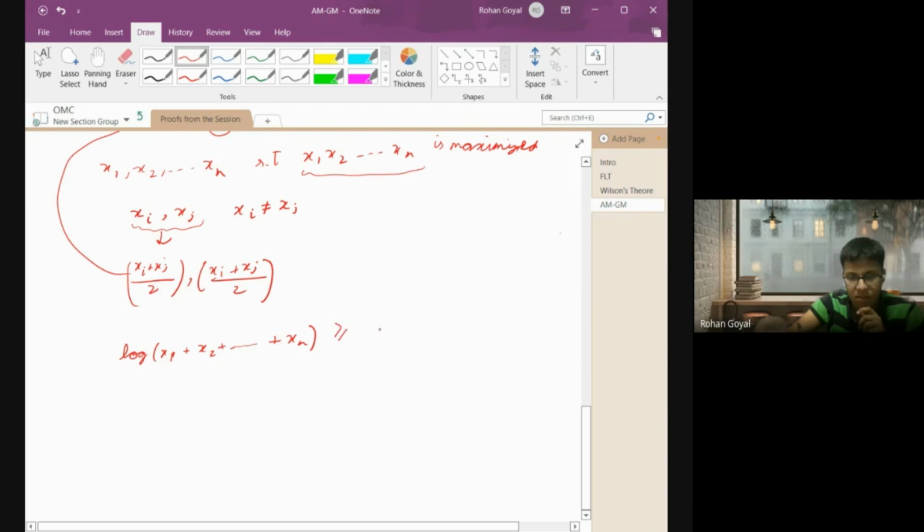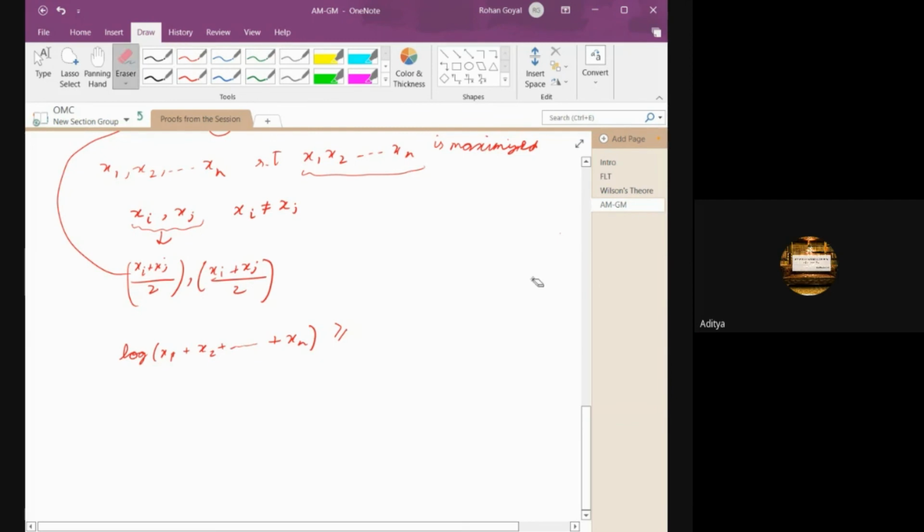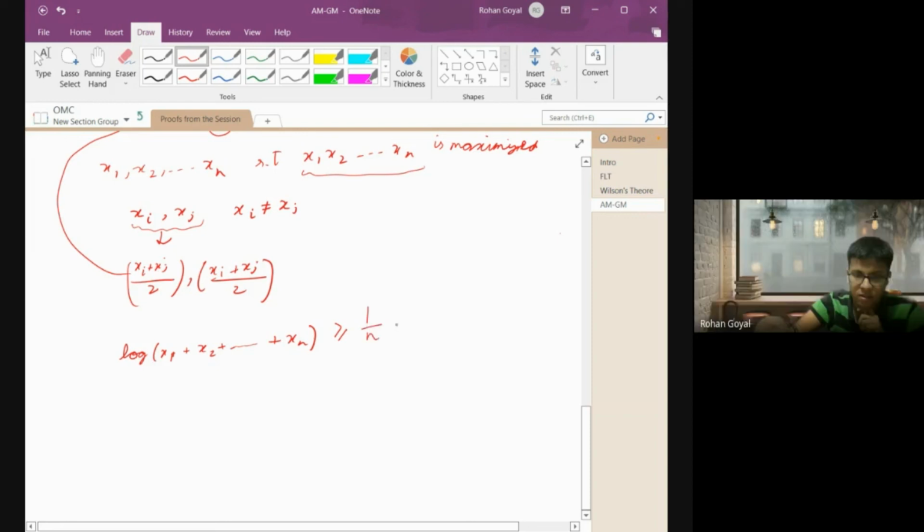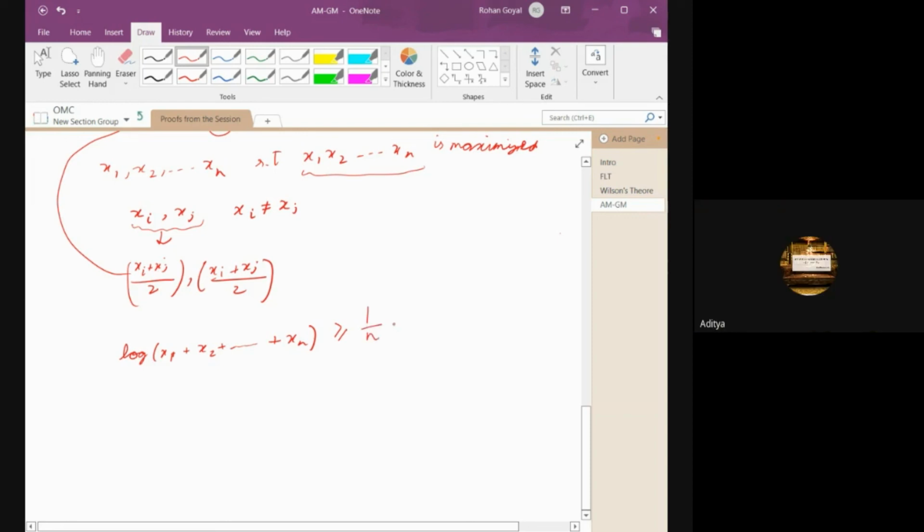So you want to claim log of this is greater than or equal to what? It will be 1 by n, log x1 plus log x2, 1 by n log of x1 plus... Oh, but maybe 1 by n will not be here. Is this what you're saying?